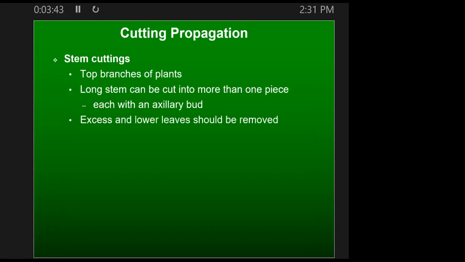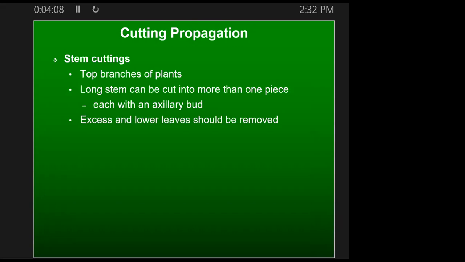And so typically you take a cutting, you remove some of the lower leaves, and then in lab, depending on how you chose to do it, you could either put that cut stem into water, and I like doing that because then you can watch the roots grow, or you can actually just put the stem into soil and just make sure that the soil is watered, but then you can't watch the roots.